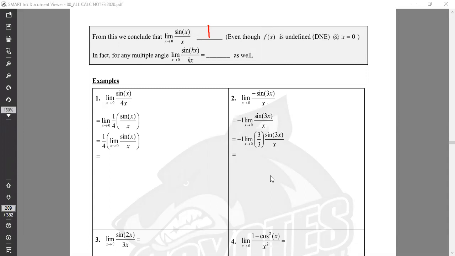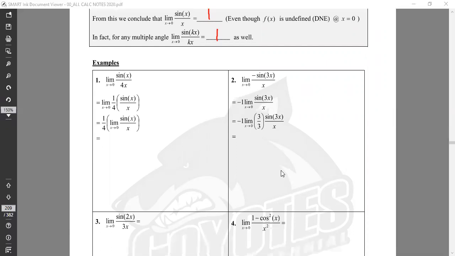Even though f of x is undefined and doesn't exist at x equals 0, sine x over x as x goes to 0 will equal 1 as a limit. And in fact, if we have any multiple of x, so if we have sine kx divided by kx, that will also equal 1. So if we have sine 3x over 3x, that would just be equal to 1.